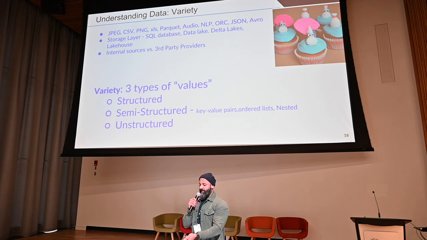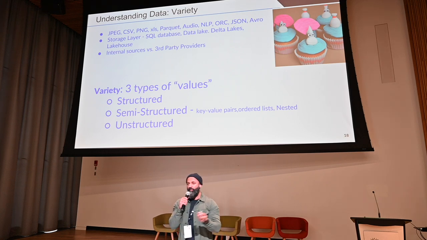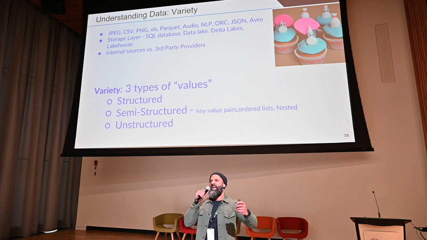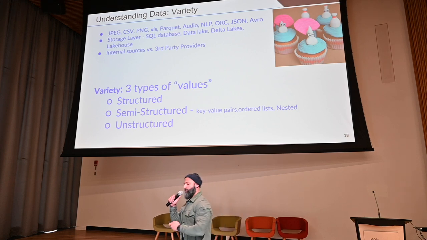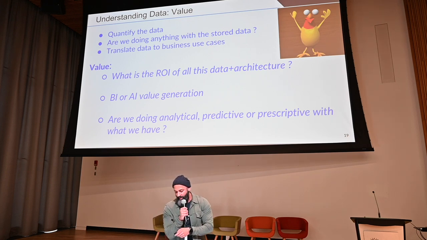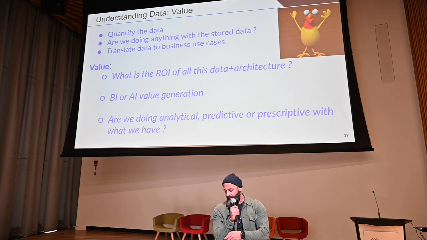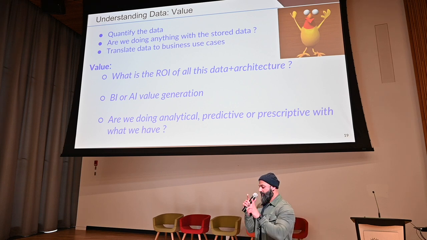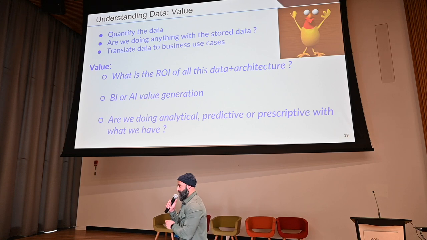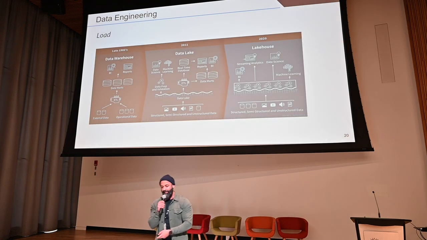Variety. I think everybody understands this. Audio, Parquet, CSV. How many of you know what Parquet files are? Yes. Calgary is on point. All right. Value. What is the ROI of all this data architecture? Is it BI or AI? That's one of the things that people confuse. Reporting, BI. Prognostic, prescriptive, AI.